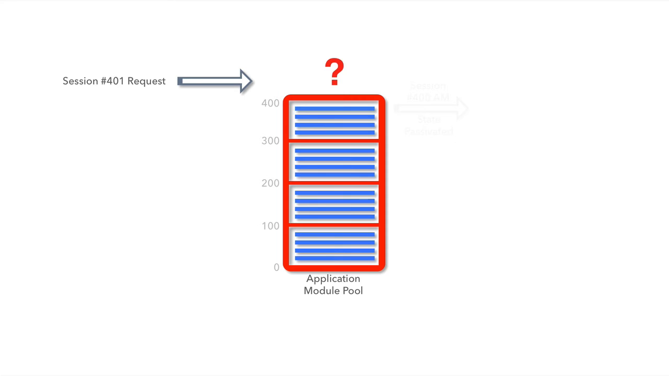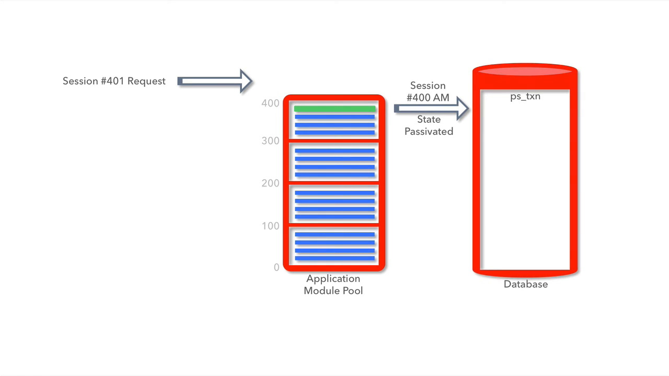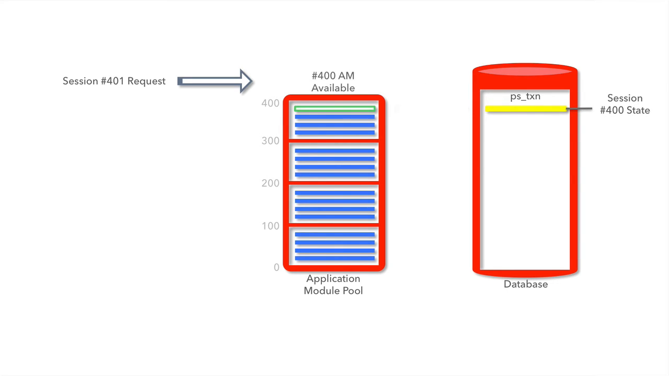ADF-BC and the AM pool includes the concept of passivating and activating state to a passivation store, as we mentioned earlier. So as we can see here, we're taking AM number 400 for session 400 and we're passivating its state. That state is then stored in something like an Oracle database. Indeed, ADF-BC writes this state to a table called PS_TXN in an XML format. And essentially the state of the AM is contained within a row of the PS_TXN table to be reused later.